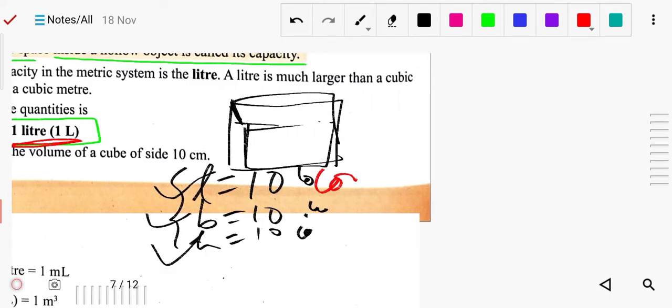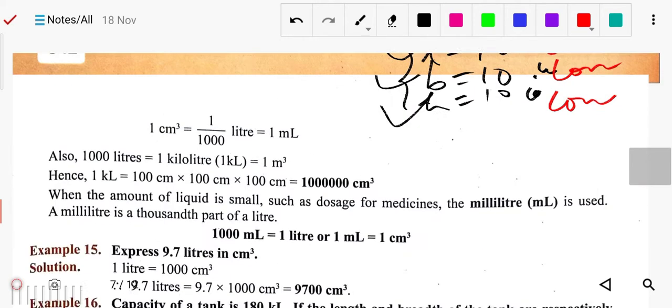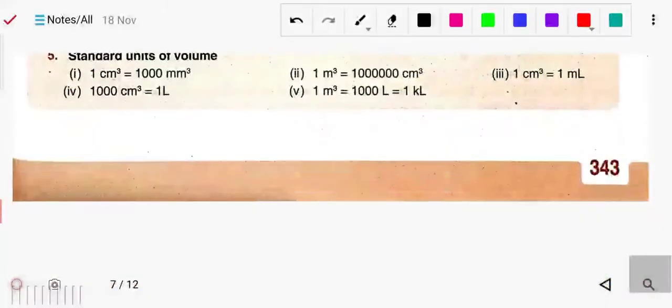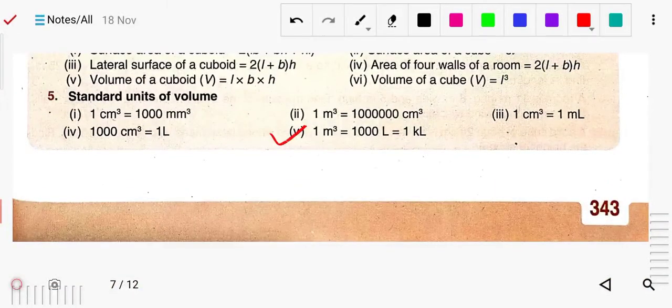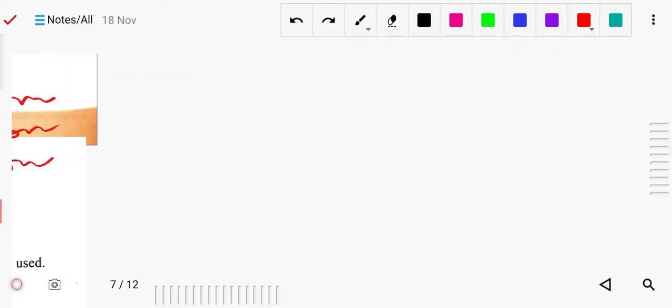If 10 centimeter is the length, 10 centimeter is the breadth, and 10 centimeter is the height, that type of container can hold 1 liter. That's the capacity. This is one of the relationships. Another relation is this: 1 meter cube equals 1000 liter.